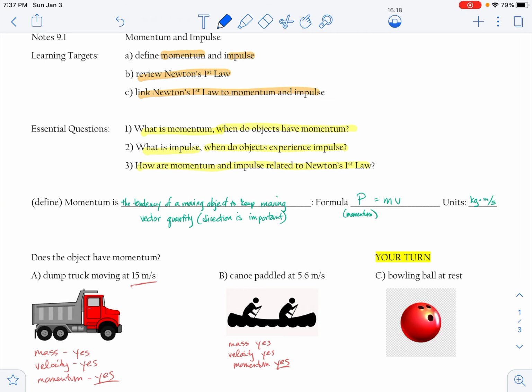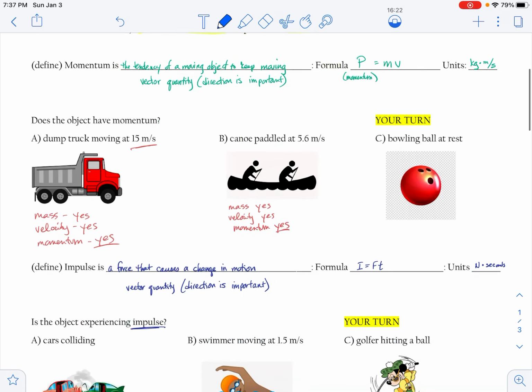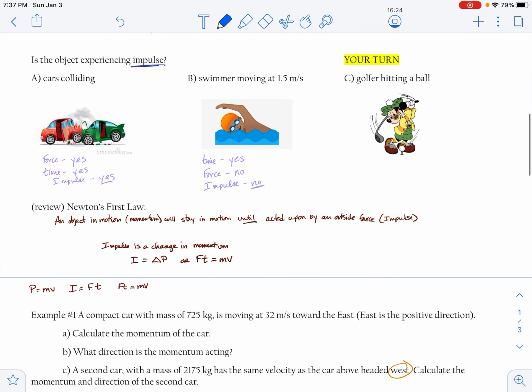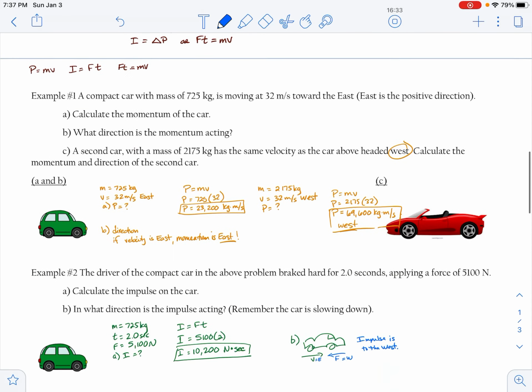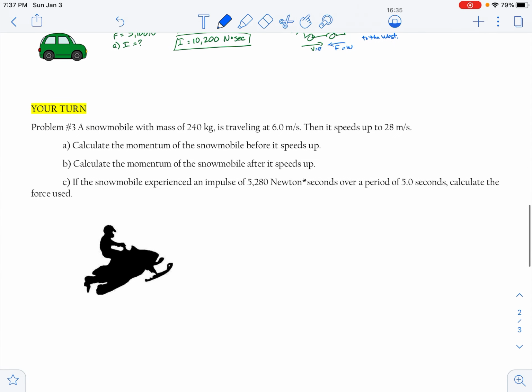And how are these things related to Newton's first law? Well, it's just another way of saying Newton's first law, right? An object in motion has momentum. It's going to stay in motion until it's acted upon by an outside force. That's the impulse. Okay.